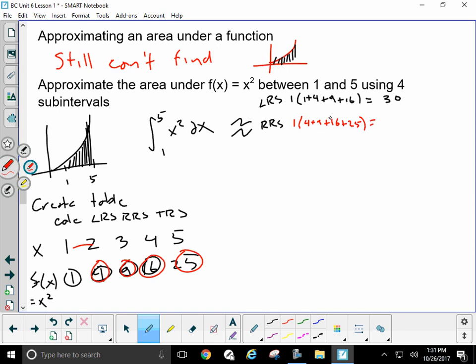9, 25. 25 plus 25, 50. 50 plus 4, 54. I know that this is an increasing function, so I know this left Riemann sum is under. I know this is an increasing function, so this right Riemann sum is over. I know it's increasing and concave up. Is the trapezoidal Riemann sum that we're about to calculate over or under? Over, right? Connect it with straight lines.